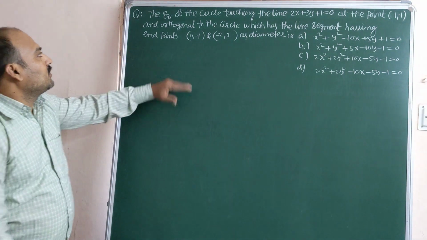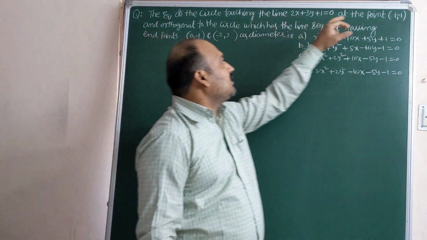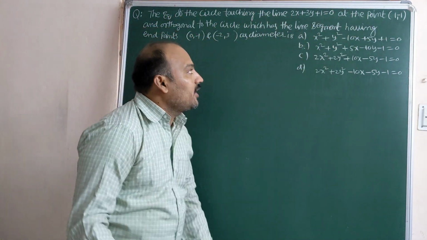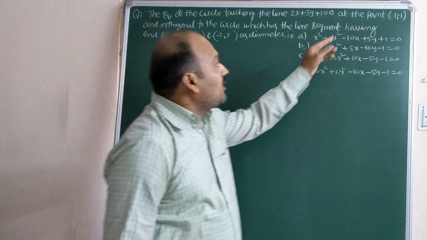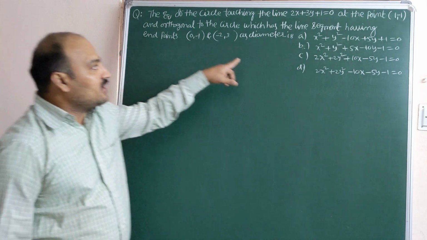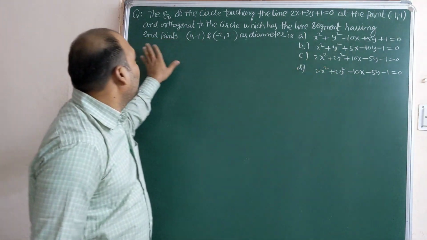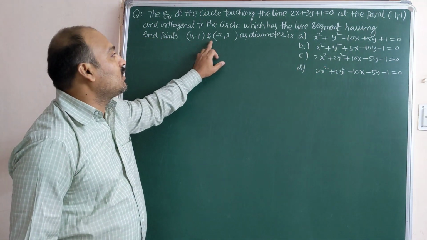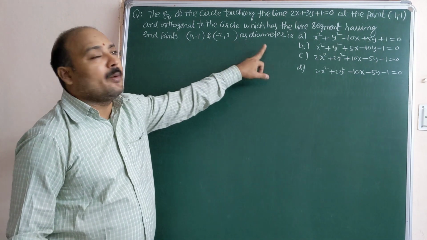Yeah, next question. The equation of the circle touching the line 2x plus 3y plus 1 equal to 0 at the point 1 comma minus 1, and orthogonal to the circle which has the line segment having the endpoints 0 comma minus 1 and minus 2 comma 3 as a diameter.